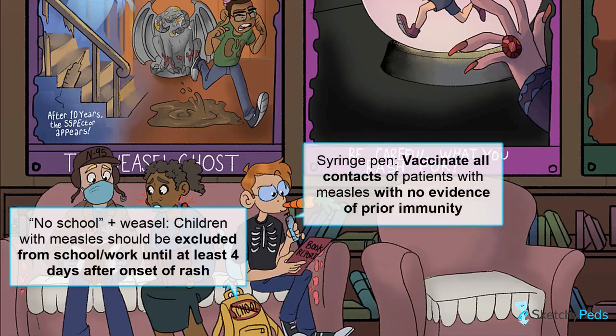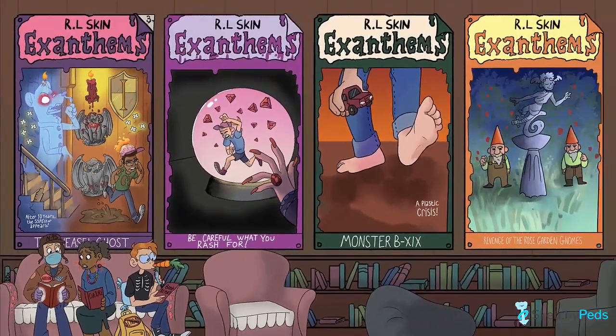Lastly, you'll see that in addition to eating a carrot, our kid is busy writing his report with a pen that looks like a syringe. This illustrates that all contacts that have no evidence of prior immunity should be vaccinated immediately to prevent infection and limit its spread. All right.